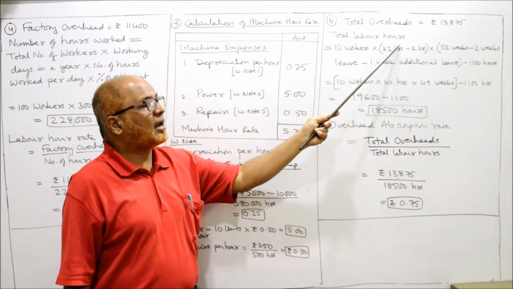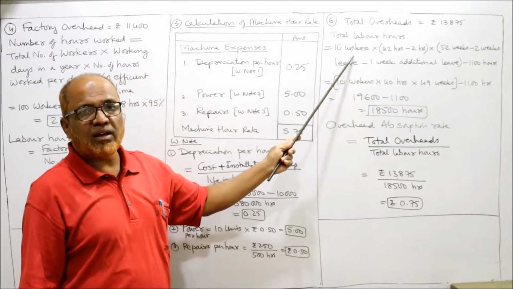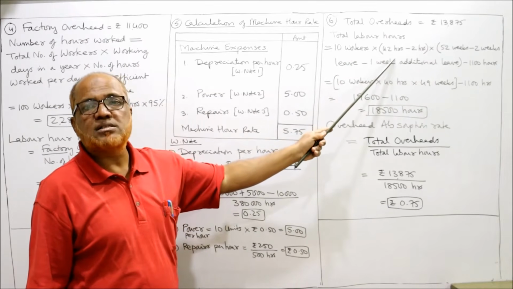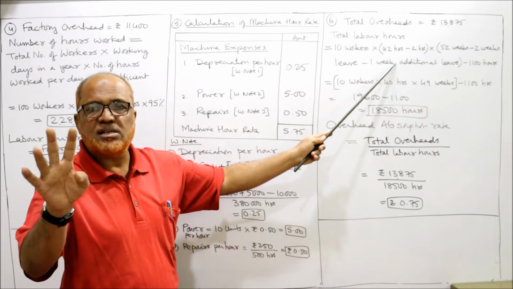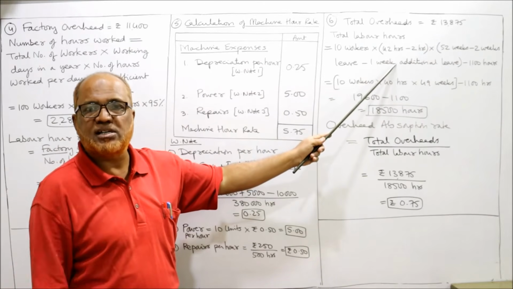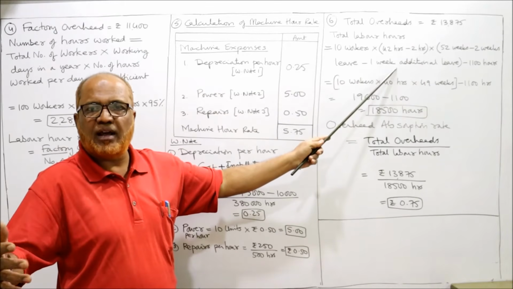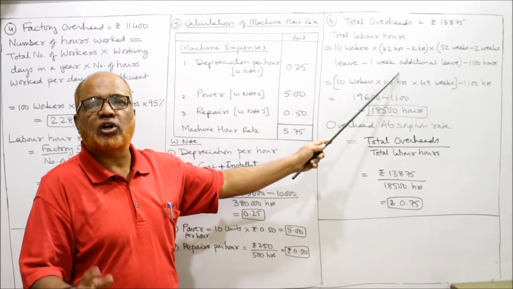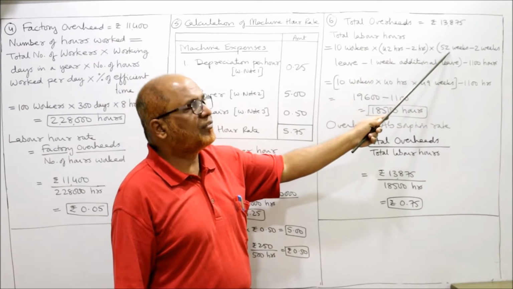Now total labor hours worked. How many labor hours in a year? So how many workers are working? 10 workers are working. Every worker works for 40 hours. Week consists of 42 hours, but 2 hours are spent in cleaning the machine, etc. At that time the worker is not working. So effectively how many hours is he working? 40 hours. So 42 minus 2, every week 40 hours into 52 weeks.